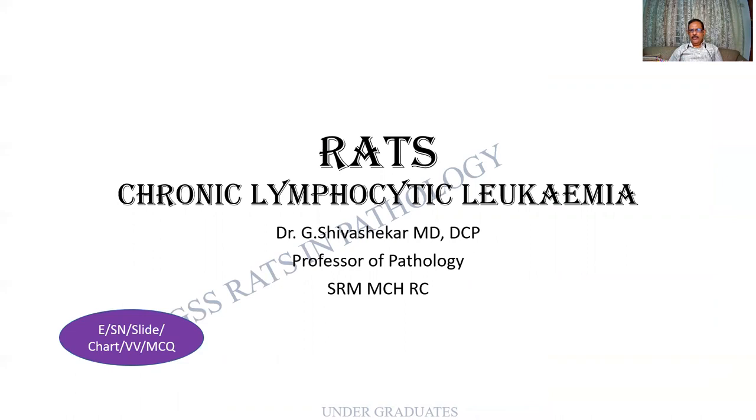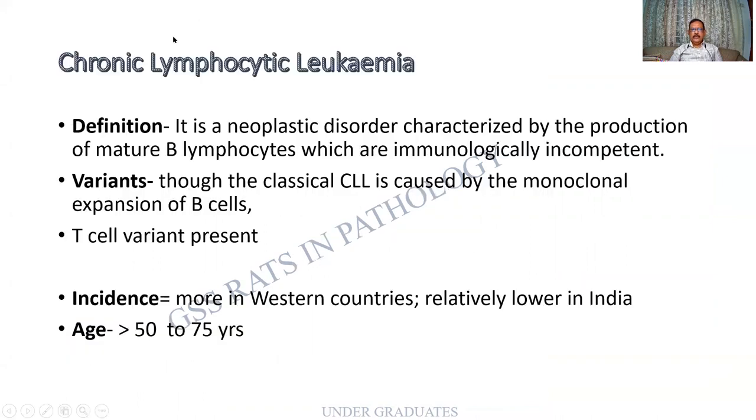chronic lymphocytic leukemia. This also is given over here. It is important. It can be given as a chart or as a slide. Definitely a university question or short note. Sometimes it is an essay. So definition, it is a neoplastic disorder with the production of mature B lymphocytes. Lymphoblastic is immature. Here it is mature, but then they are immunologically incompetent.